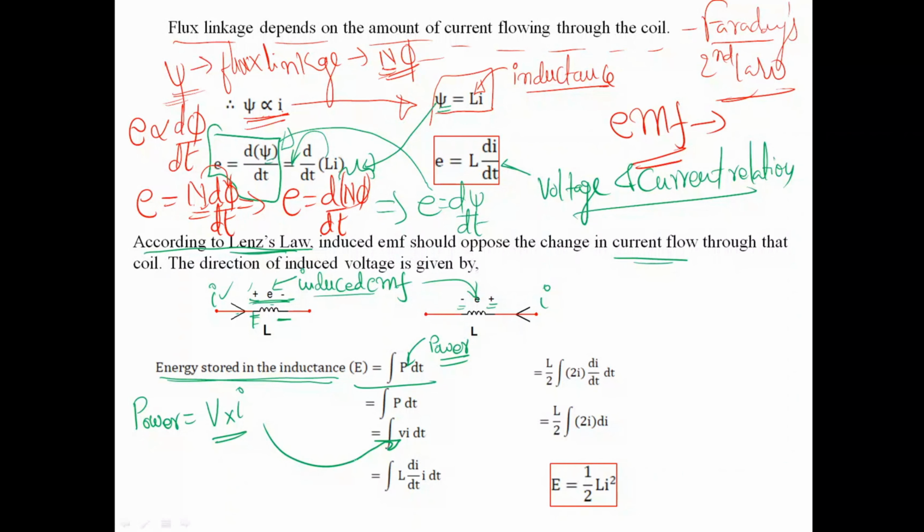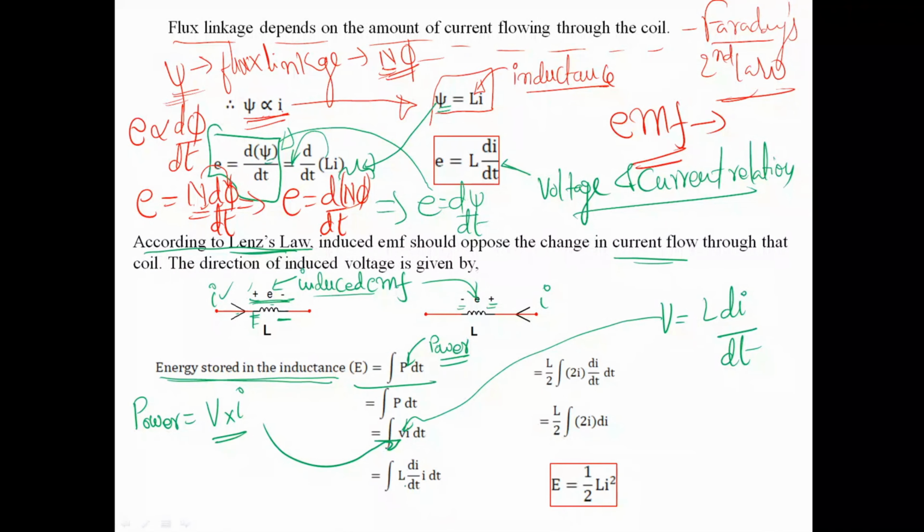V in an inductor, the induced voltage in an inductor, we already derived it as L di by dt. Now you substitute this V in place here. Then what we'll get here is L di by dt into I dt.